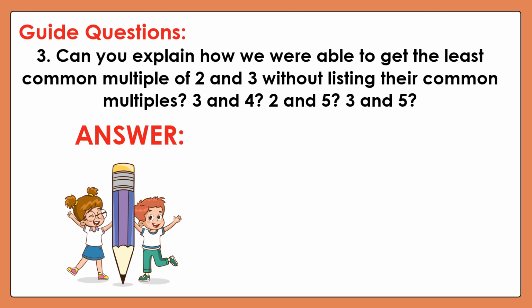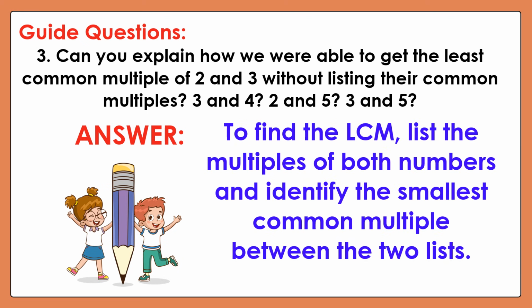Third, can you explain how we were able to get the least common multiple of 2 and 3 without listing their common multiples? 3 and 4, 2 and 5, 3 and 5. The answer, to find the LCM, list the multiples of both numbers and identify the smallest common multiple between the two lists.